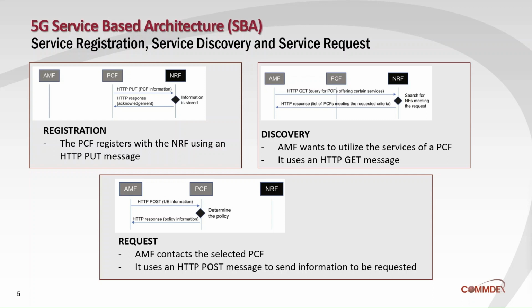Now let's say an AMF needs the services of a PCF. It uses the service discovery process to query from the NRF available PCF services. It uses the HTTP GET message to query for a set of specific services to the NRF. It then gets back a response with the PCF information based on the requested capabilities.